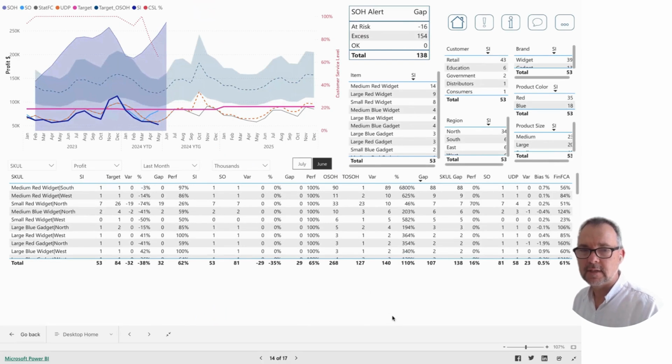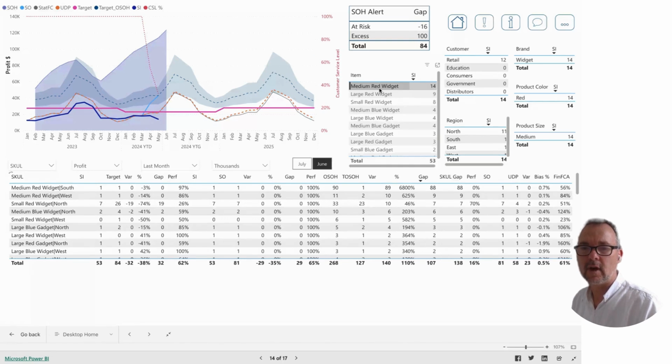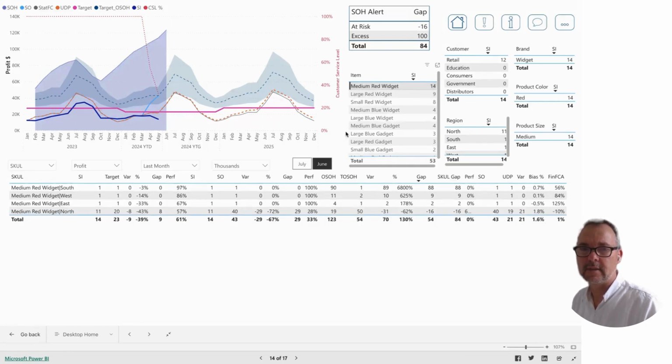Now, if you've seen the last video, you would have noticed from some of our analysis that an interesting part of the business was our medium red widgets. So we can see over here, we've got filters. We've got the medium red widgets, which is part of our item dimension. We've got customers, regions, brands, product color, product size. But let's look at medium red widgets. So now the whole screen is filtered on medium red widgets.